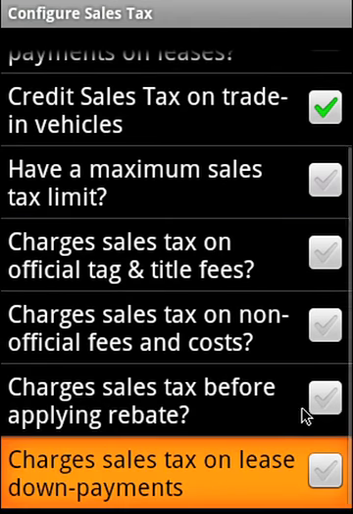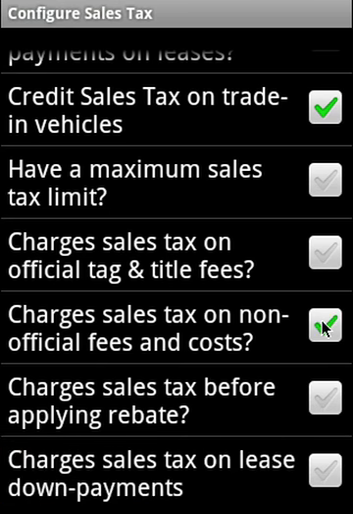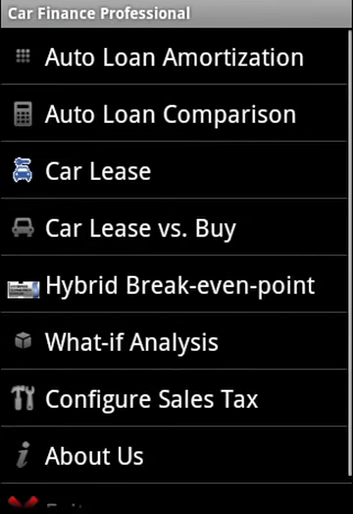Say no to it. And say the state charges tax on non-official title fees and costs, charges sales tax before applying rebate, and charges sales tax on lease down payment. So these are the various configurations, and these configurations will be saved and carried over to auto loan amortization, to car lease, and lease versus buy. Let's go to amortization.